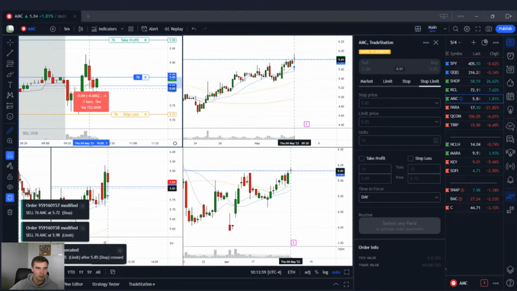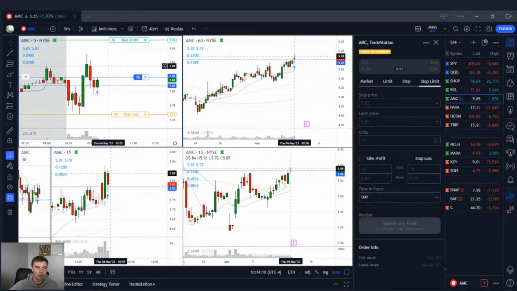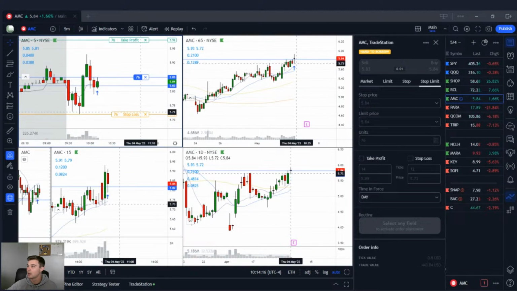So this was a 13-cent stop loss. All right. So I'll try to raise my stop pretty quickly here. We can get a breakout up to 590. I'll probably get up at least to this pivot right here, 579, 578 area.